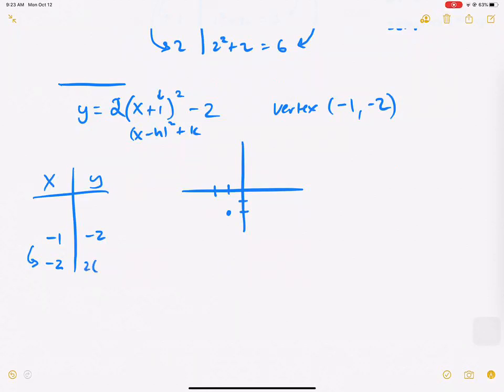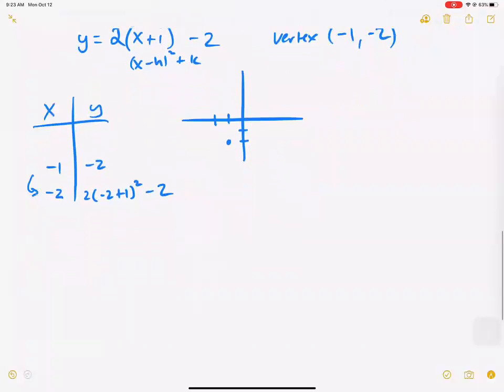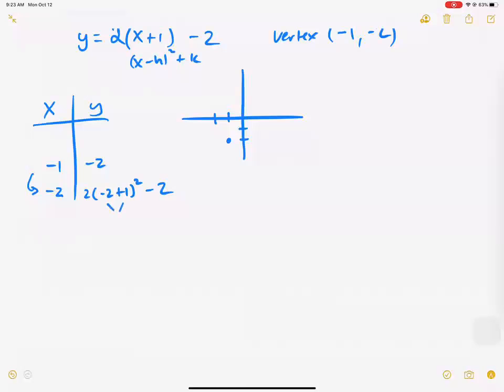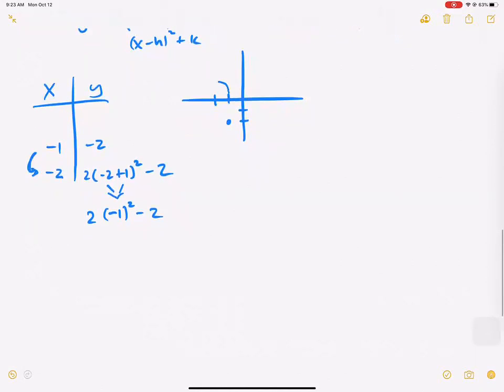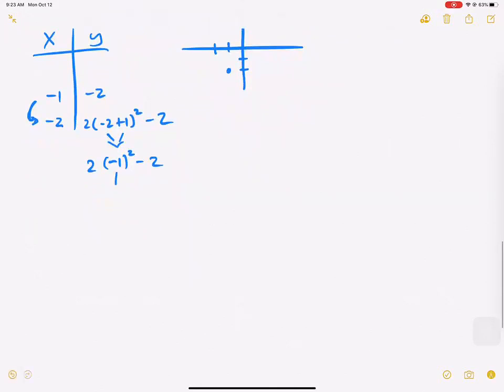Let's write it. 2 parentheses -2 plus 1 squared minus 2. I want you to notice specifically what happens in the parentheses. What happens in the parentheses? -2 plus 1 is -1. We're back to a -1 squared. So it's really, in essence, one step away from my vertex, right? We said, how far is -1 from -2? Well, that's one step away. And normally for a parabola, we would go one step up. And that kind of is reflected here because -1 squared is really just one step away.